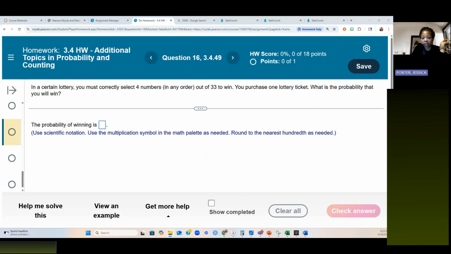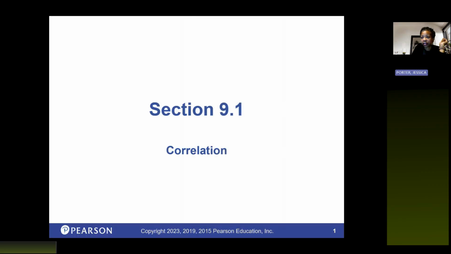We hop skip over to chapter 9 from here, and we start talking about correlation. So I'm just going to get us started with correlation, and hopefully I can show you the StatCrunch steps that you'll take. And the StatCrunch steps for 9.1 will help you with 9.2 as well.